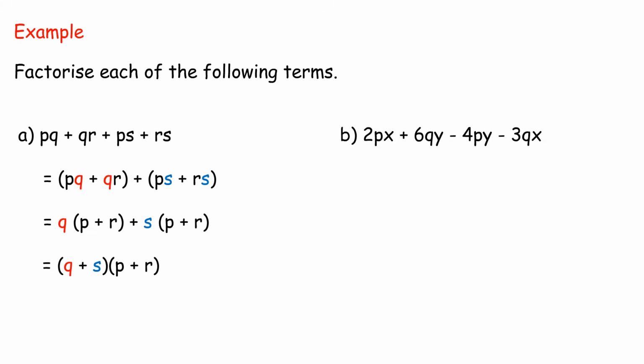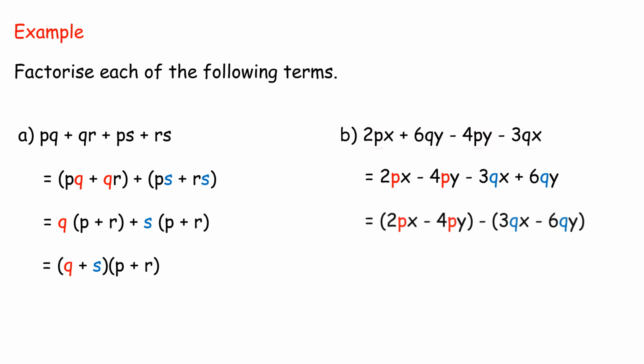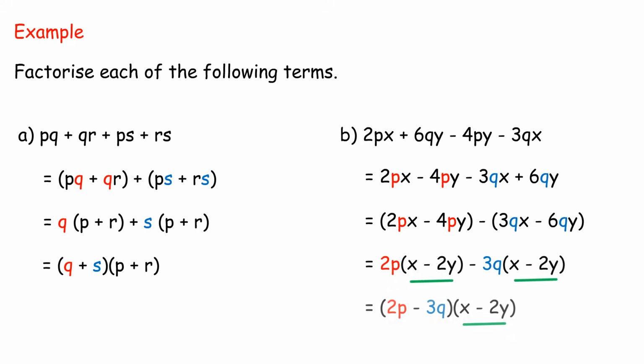B. 2px plus 6qy minus 4py minus 3qx. Group terms with common factors in a bracket. Equals 2px minus 4py minus 3qx plus 6qy. Take out the common factors. Equals 2p times x minus 2y minus 3q times x minus 2y equals 2p minus 3q times x minus 2y.